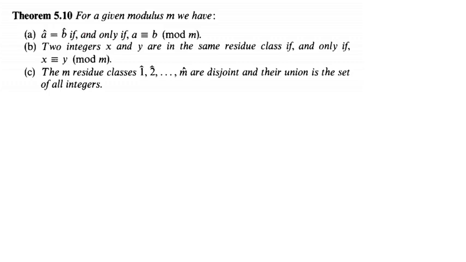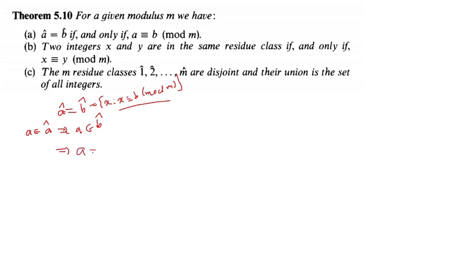Next theorem, theorem 5.10. For a given modulus M, we have A cap equal to B cap if and only if A is congruent to B modulo M. So first we assume that A cap equals B cap. We take an element A belonging to A cap. A belongs to A cap implies A belongs to B cap, because A cap and B cap are equal. B cap is nothing but the collection of all those elements x such that x is congruent to B modulo M. Here we get A belongs to B cap. Therefore, A must satisfy this congruence. Therefore, we get A congruent to B mod M.